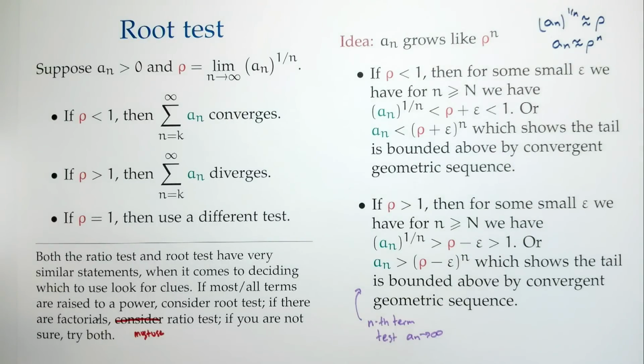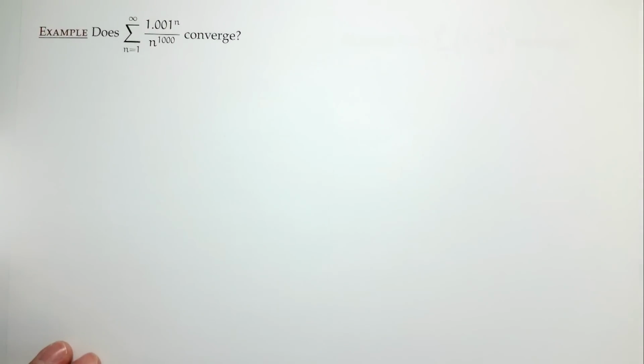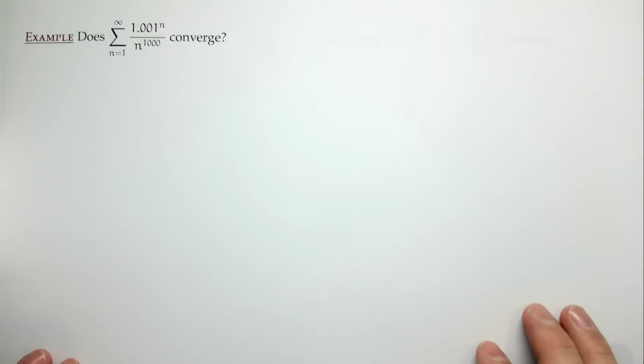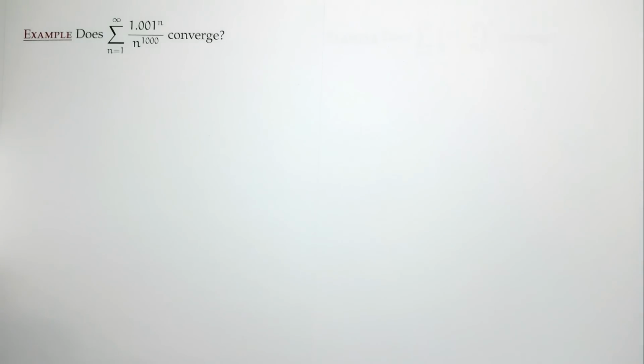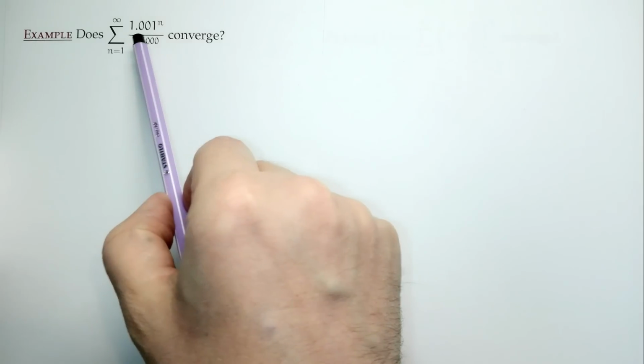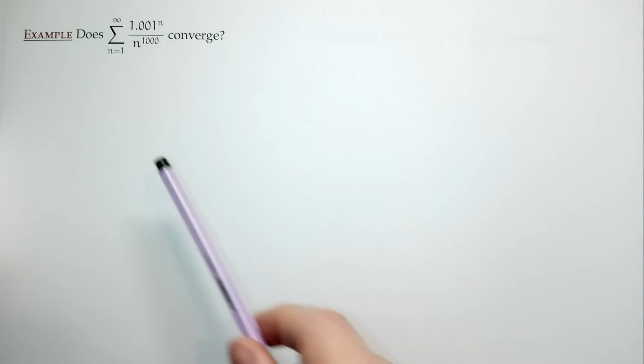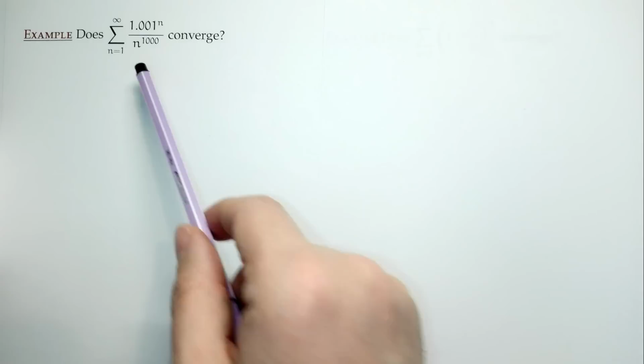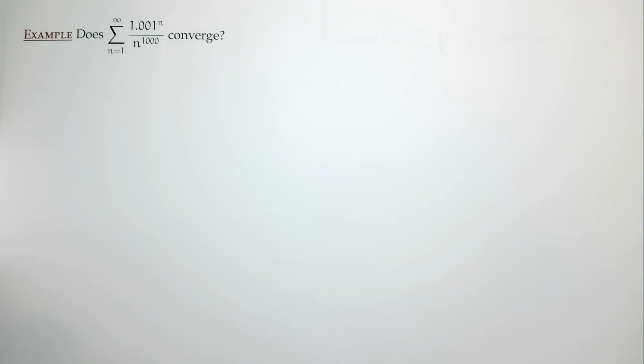Well, let's try some examples. Okay. Does 1.001 to the n, divided by n to the 1,000, converge? Yes or no? Now looking at this, you might say, okay, well let's just think about the first few cases. If I plug in n equals 1, you get 1.001, that's pretty small, and you get downstairs 1. Okay, so it's about 1.